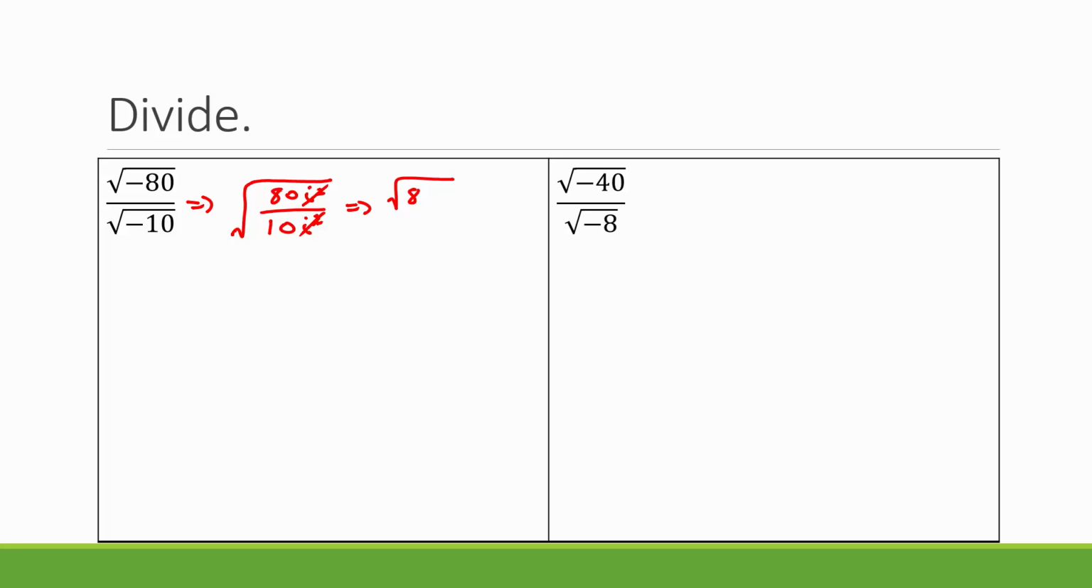So I end up with the square root of 8. However, the square root of 8 has a perfect square factor of 4, so I can rewrite that as the square root of 4 times 2, and simplify that by taking the square root of 4. So that gives me 2 times the square root of 2.